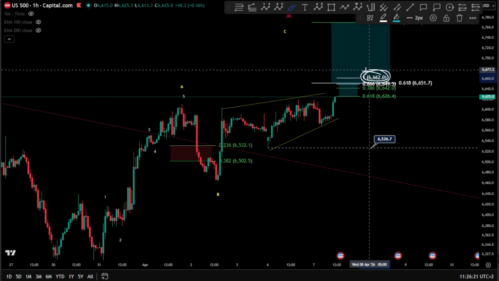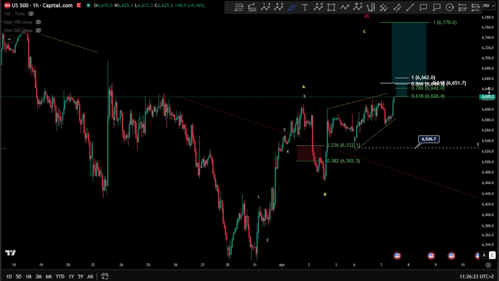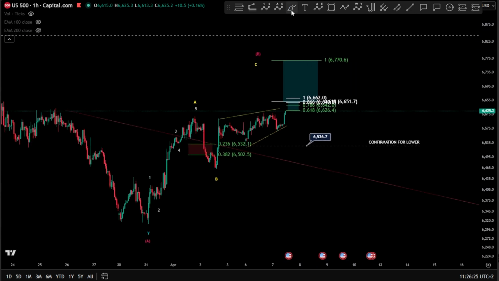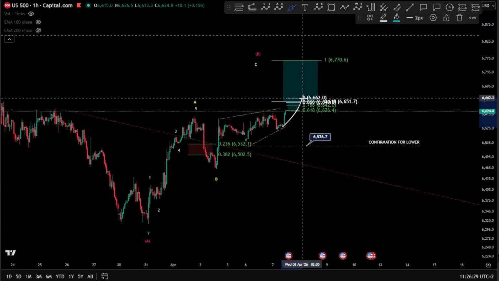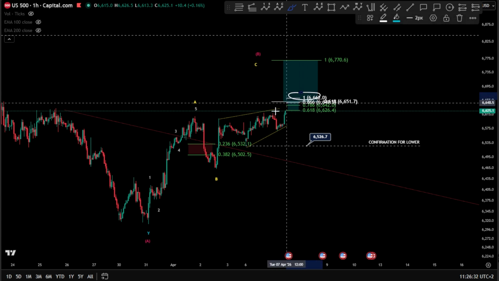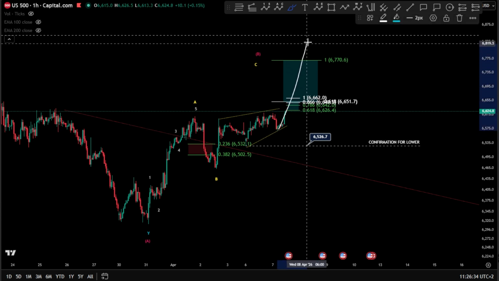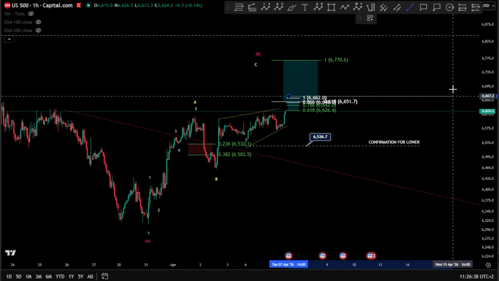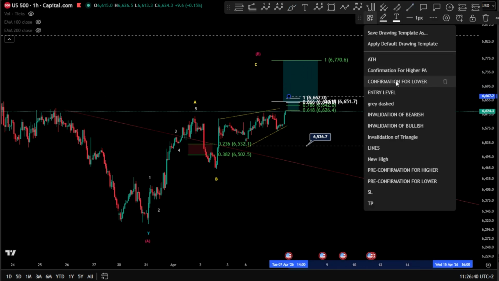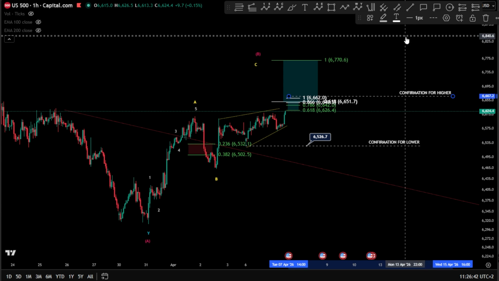But if we take the 6,662, that means, of course, that the wave 5 is longer than the wave 3. We have to be very precise with this. Once we hit exactly this number, that means, yes, very likely that we are pushing in a wave 3 toward the upside and not just a diagonal. Therefore, I'm going to put here confirmation for higher prices as well. So we're going to watch it.